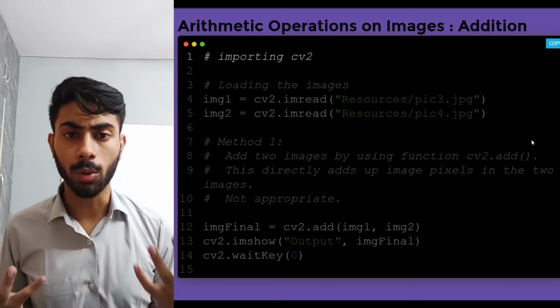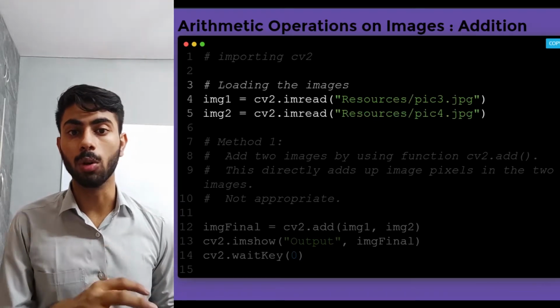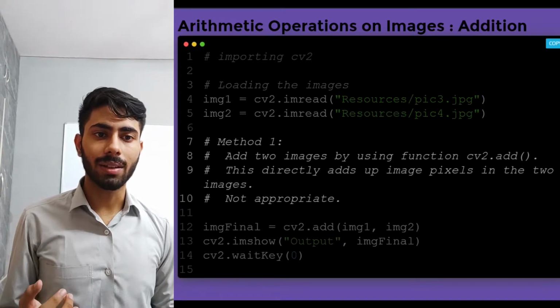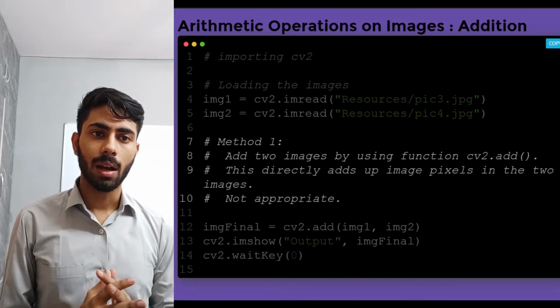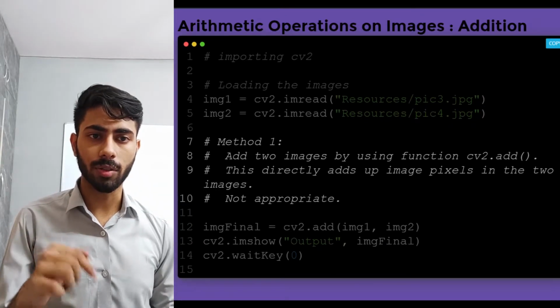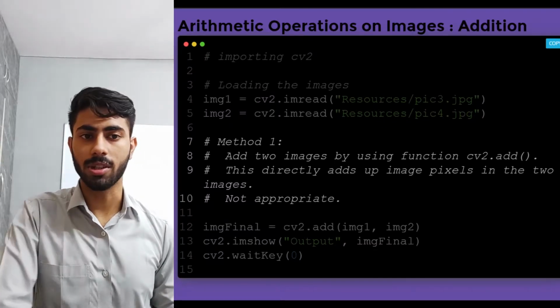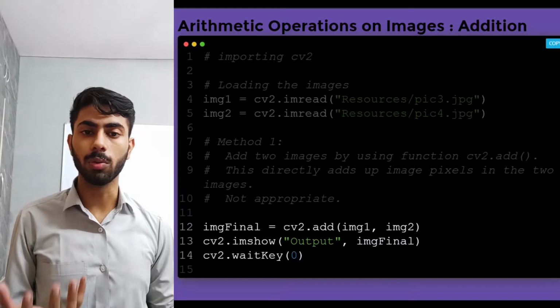In order to add two images, you first have to import your OpenCV module, and after that you have to load your two images using the imread method. After that, there are two methods to add two images. The first method, which I'm going to discuss right now, will work, but it is not that good to use professionally.